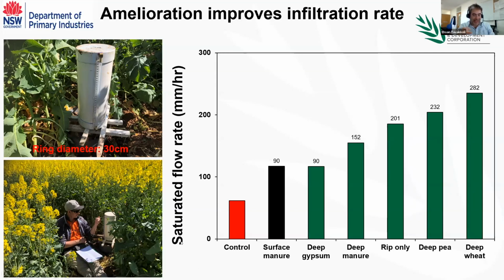So we do in-field hydraulic conductivity studies, and very similar to our observation with the roots, you will see that the deep placement of organic amendments improves the hydraulic conductivity quite significantly over a number of years. That means you improve that dense clay to let more water go into the subsoil.